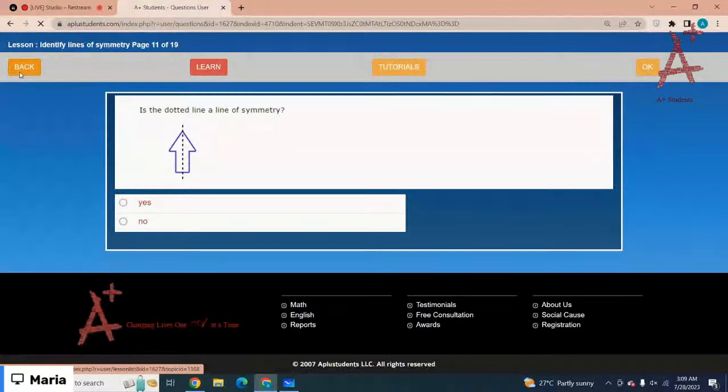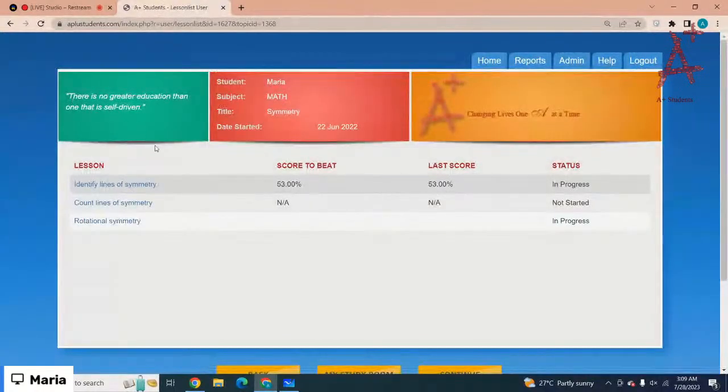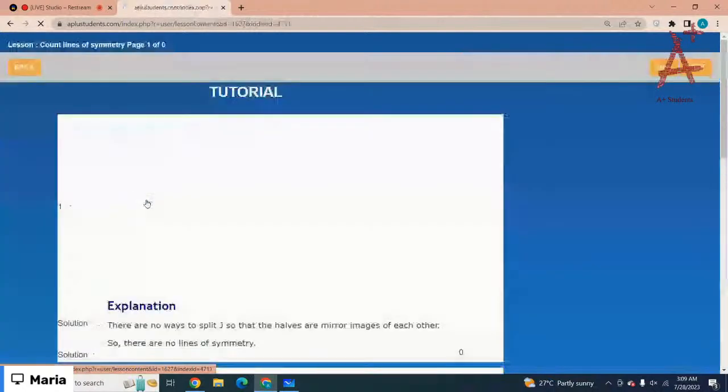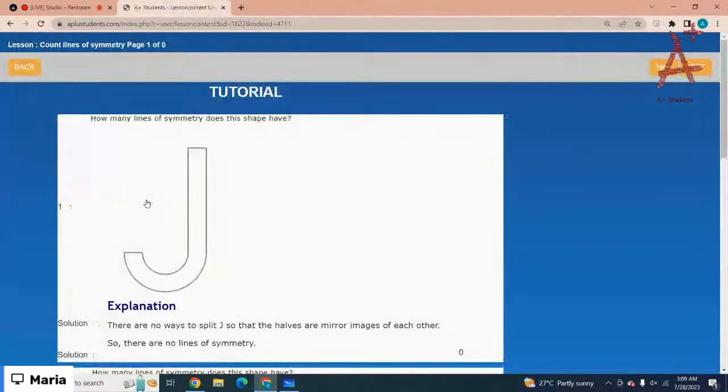The next lesson is count lines of symmetry. That means you can have more than one line of symmetry, right? How many lines of symmetry does the shape have? There is no line of symmetry, because if you fold the image from any side, the two parts will not be the same. Got it? That means there is no way to split the J so that the halves are mirror images of each other. So there are no lines of symmetry, right? The correct option is no.